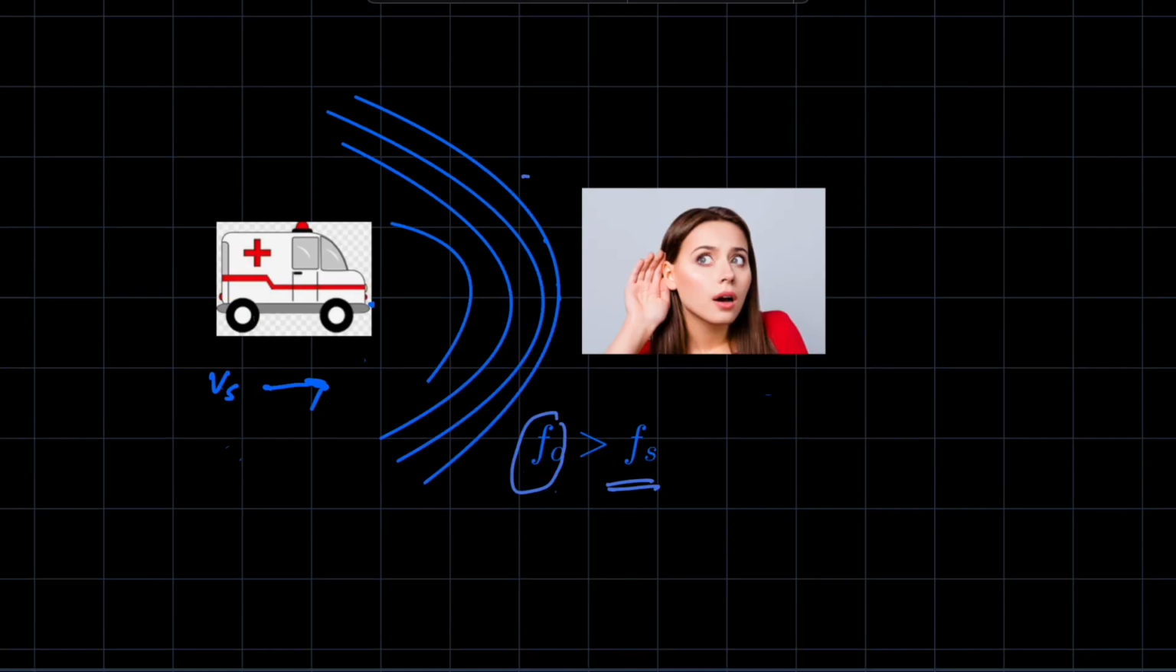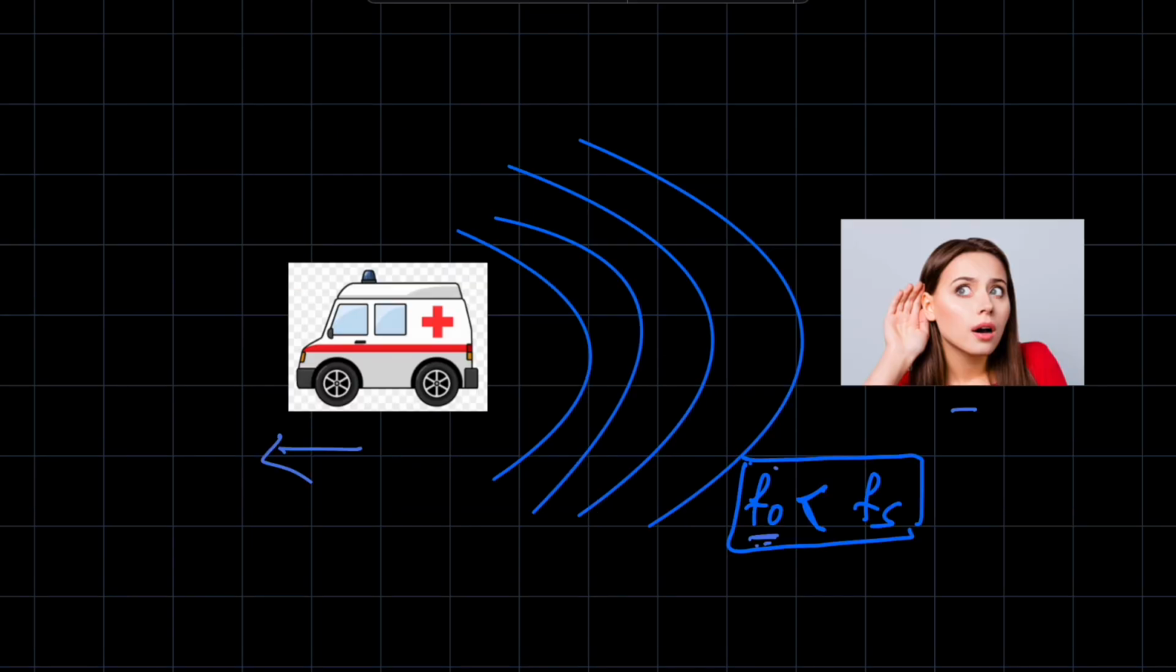In the other case, if the source is moving towards the listener or observer, we hear a higher frequency than the source frequency. The observed frequency seems to be higher. When the source is moving away from the listener, suppose Vs is the velocity of the source, the frequency we receive is less than the frequency of the source.